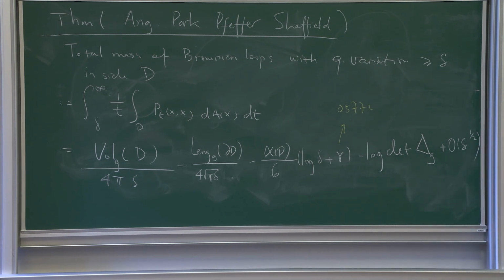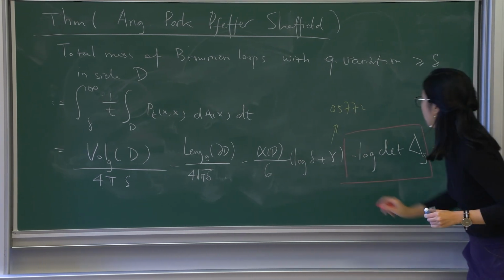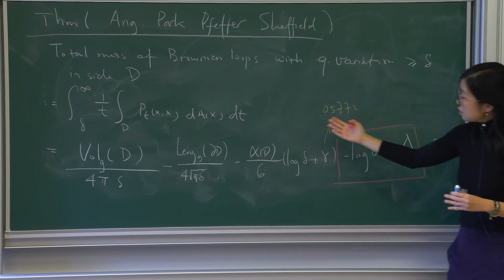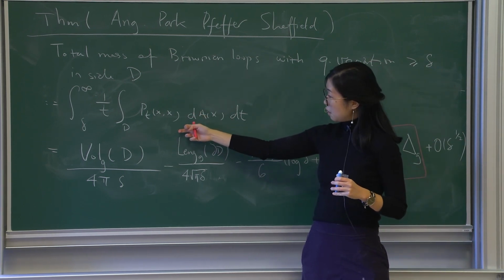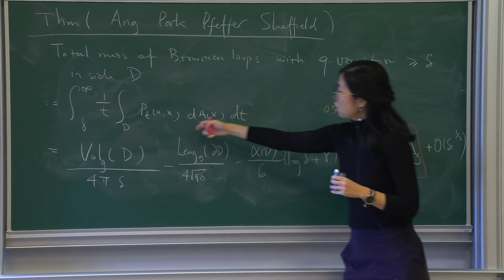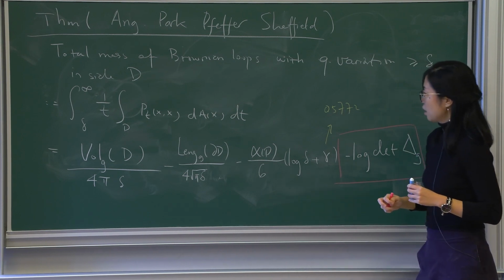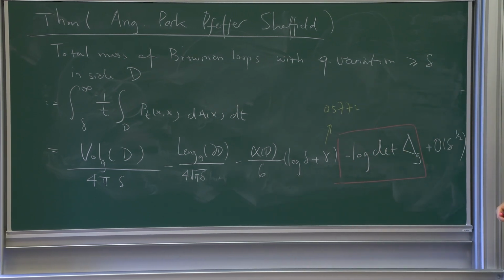In this way, this will be a precise statement that the total mass of Brownian loops is renormalized. So the renormalized Brownian loops, this term minus these terms, will be equal to minus log of the determinant.